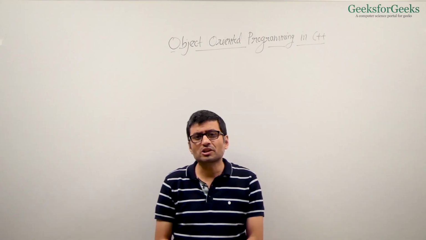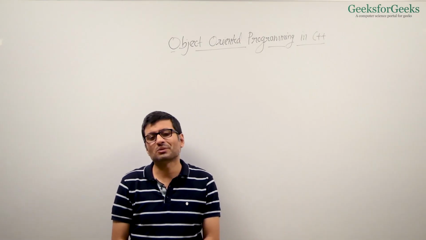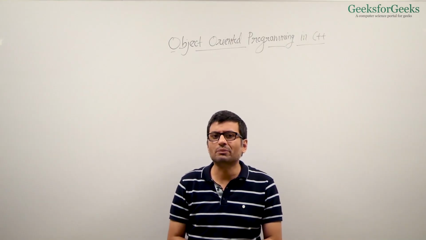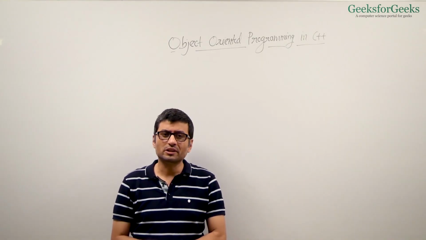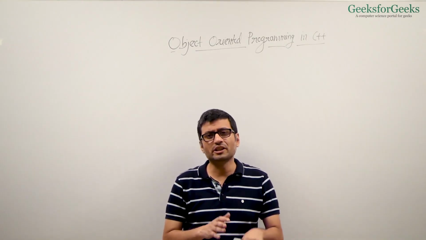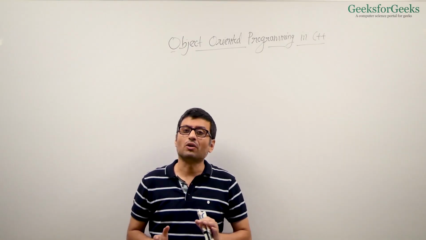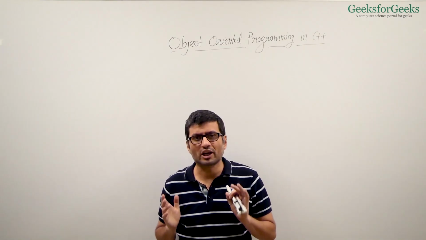In C++, we can program both ways. We can either program in functional style or we can program in object-oriented programming way. C++ supports C-style functional programming and it has all the features for being an object-oriented programming language.